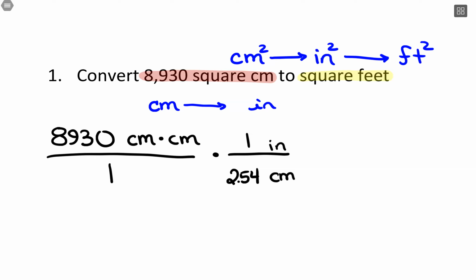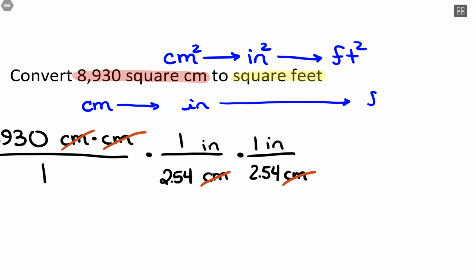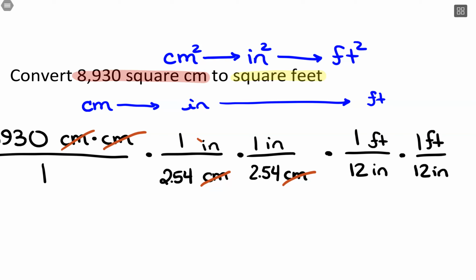But because these are squared, I need to do that again. So then with that, I would have the centimeters cancel out with each other. And now we have square inches. And then what I want to do is change inches to feet. So to change to feet, I want to cancel out inches. And 1 foot is 12 inches. And then because these are square, I need to do that again. And with that, the inches will cancel out. And now we'll have square feet.